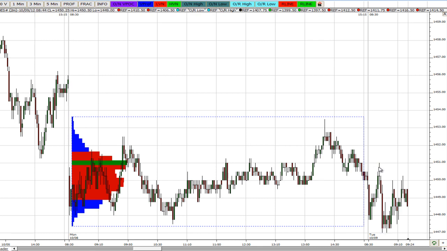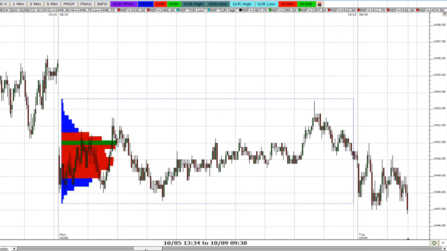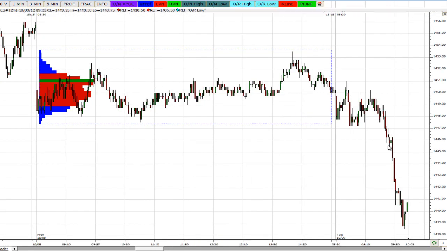And so that not only told us that the sellers were in control, but it in itself provided a good resistance area. And what ended up happening? They tried to come back up, failed again, tried to come back up, failed again. So this area was holding really well. And then look, it just got killed.